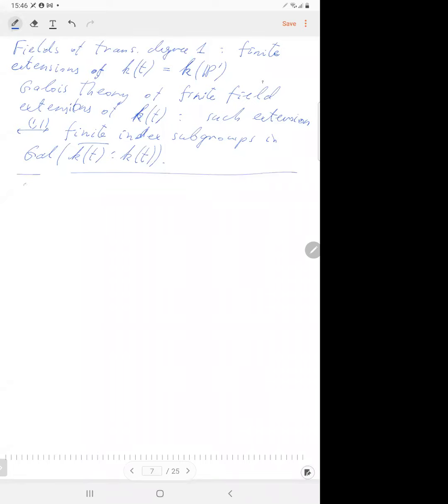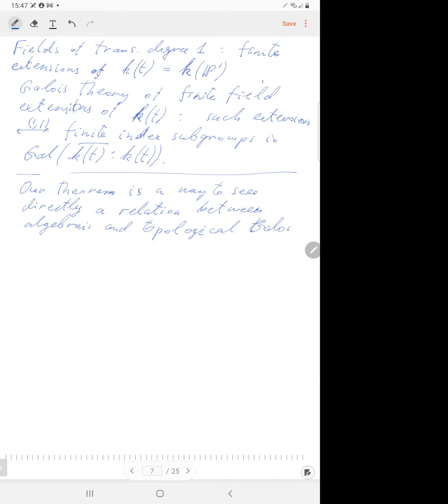Okay, so our theorem is a way to see directly the relation between algebraic and topological Galois theory, so to speak. Okay, so now let's go to the proof.